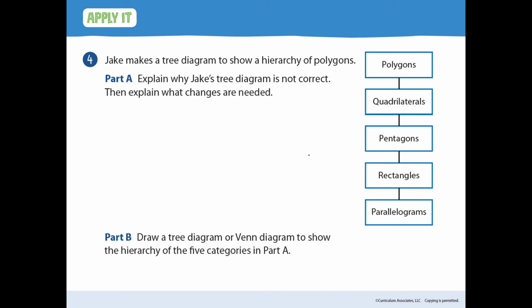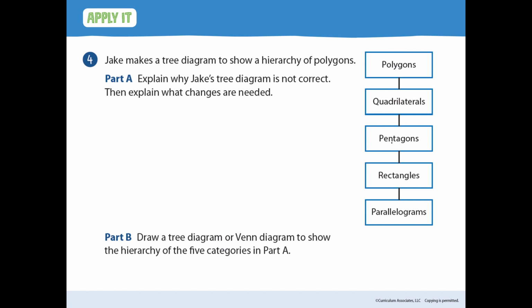Number 4, Jake makes a tree diagram to show a hierarchy of polygons. Part A. Explain why Jake's tree diagram is not correct. Then explain what changes are needed. So pentagons are not a subcategory of quadrilaterals. Quadrilateral means four-sided and pentagons have five sides. So that is not correct.